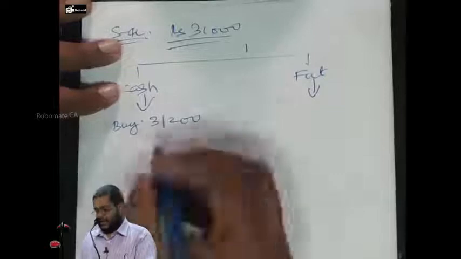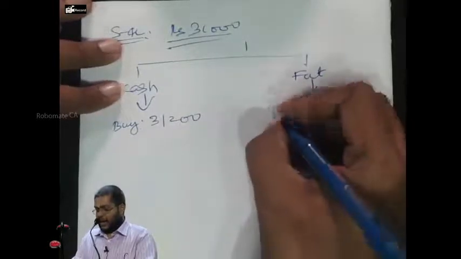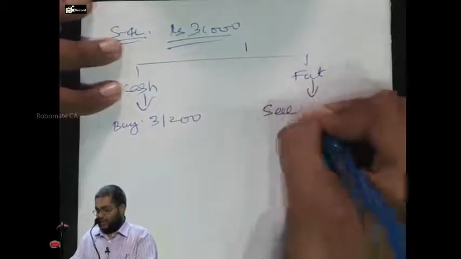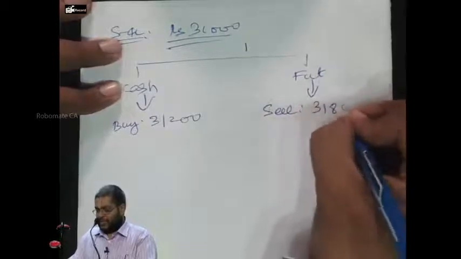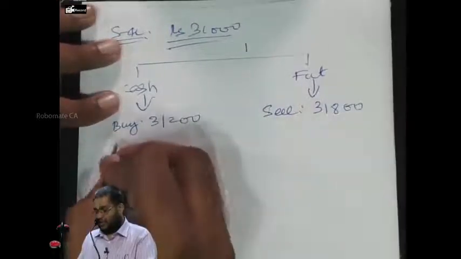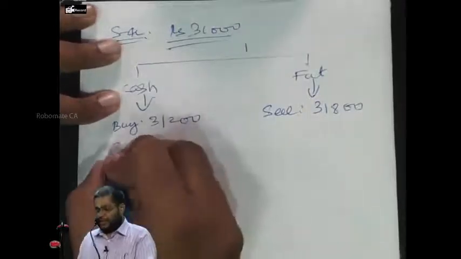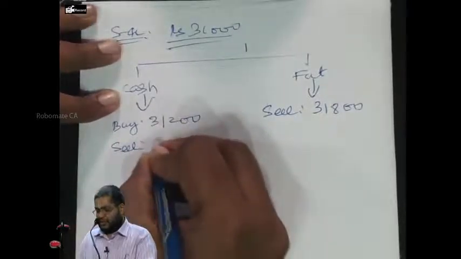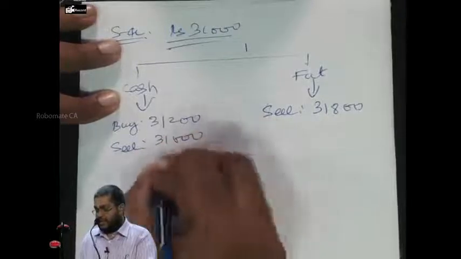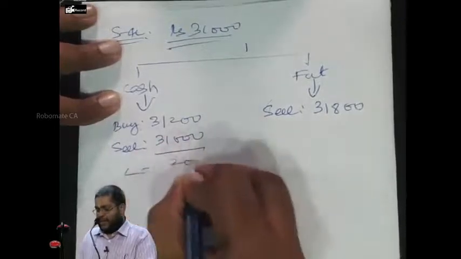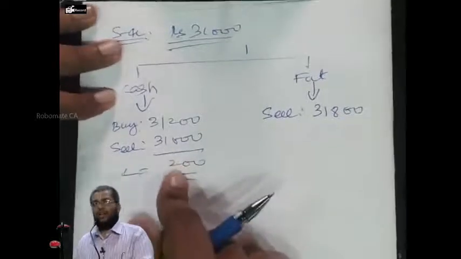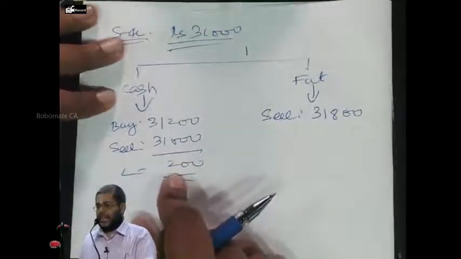Yes or no? And in the futures market, I took what position? Sell futures, for how many rupees? 31,800. Now, the gold closed at how many rupees there? 31,000. So what I'll do? I'll be selling the gold at 31,000. I'm going to have a loss of how much? 200. I sell the gold at 31,000, make a loss of 200 in the cash market.